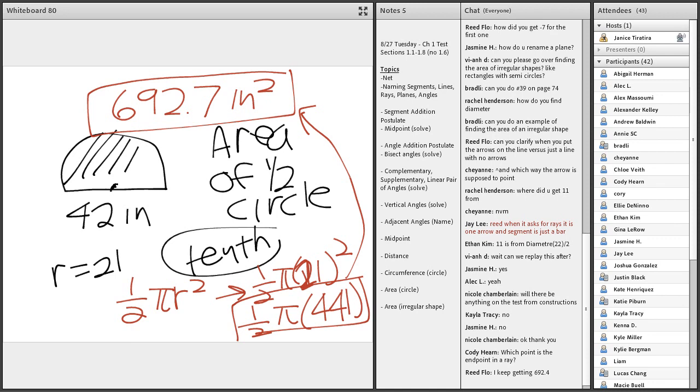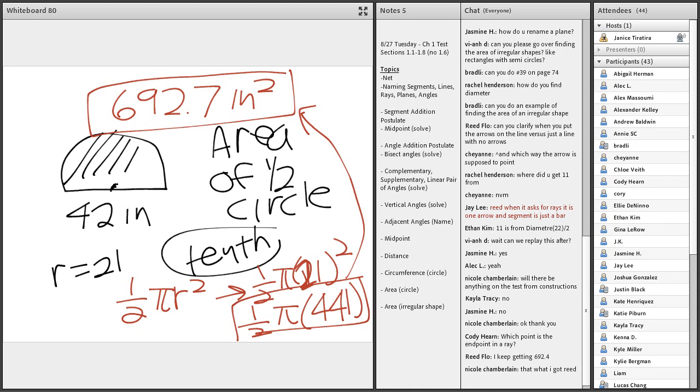Okay, let's see, no constructions tomorrow. No constructions, Nicole. Okay, so let me see. Sorry, I'm not reading everyone's comments. So hopefully you guys are helping each other out. Can you show us how to graph a figure on a coordinate plane? Okay, find the perimeter of a figure. Okay, clarify. All right, page 722.